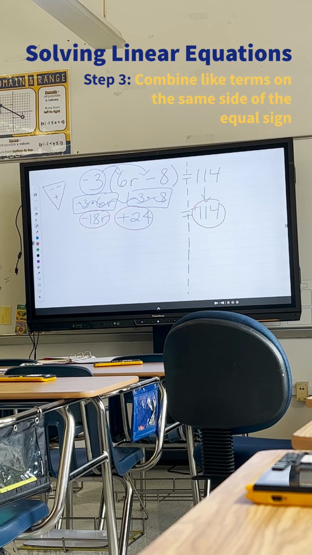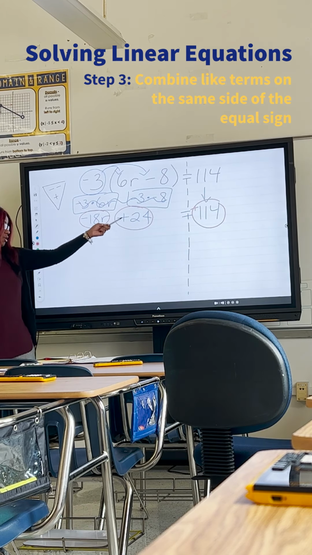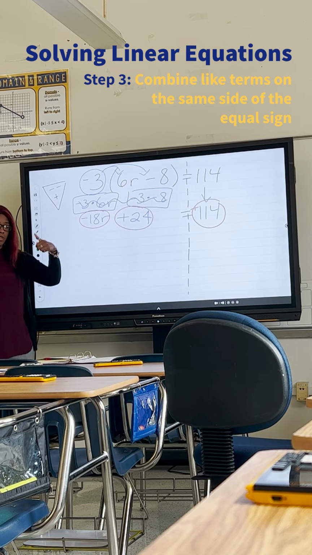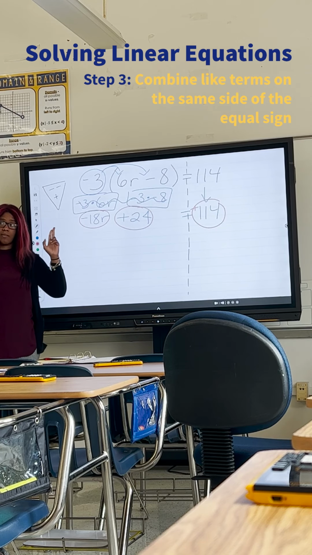Step three, combine any like terms that are on the same side of the equal sign. Well, I know there's only one term here, so that's not going to be combined with anything, but I have two here. Are these like terms? Thumbs up if you think they are, thumbs down if you think they are not. Okay, you're right, they are not, because this one has an r and this one does not, so I can't combine them, okay?